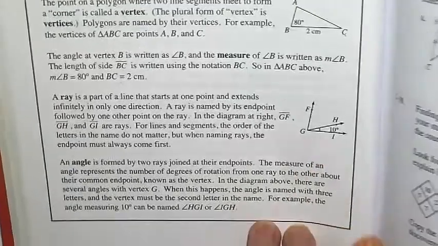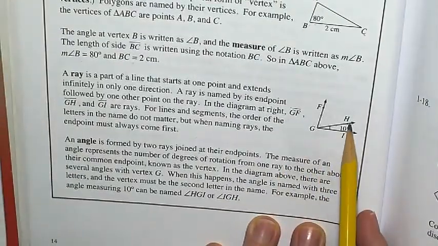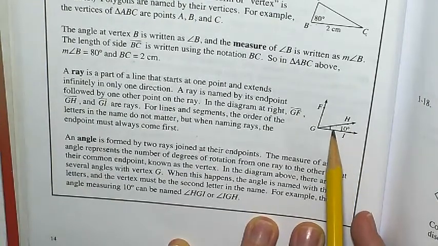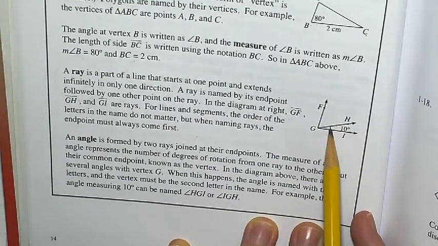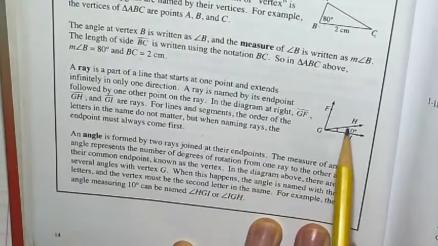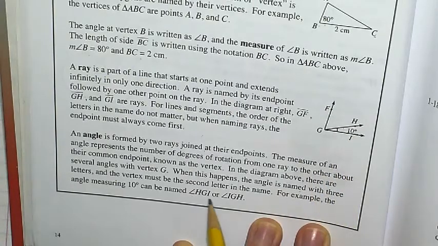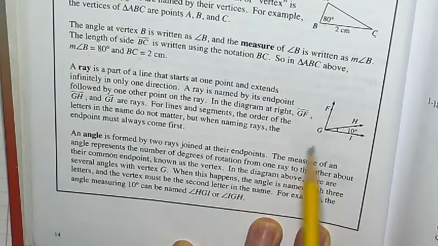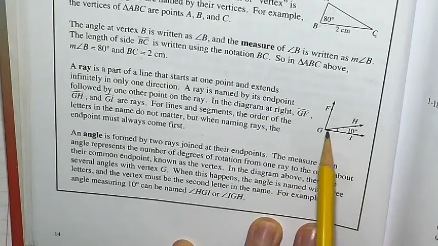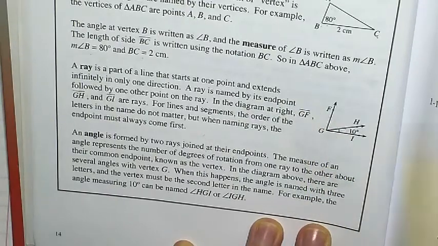But if I say angle G, there's actually 3 angles that have a vertex of G. Okay, the angle that is 10 degrees, this angle right here that's highlighted, you'd have to say 3 letters. You could say angle HGI. That would be one way to name it, and you put this little angle symbol in front, or angle IGH. But if you say just angle G, that is not enough for this picture.